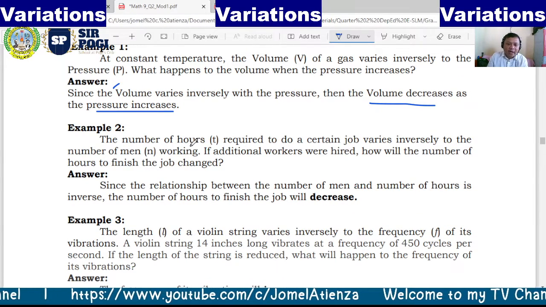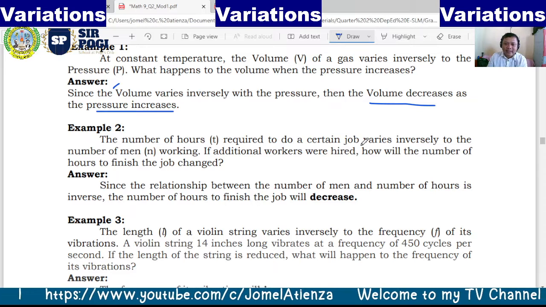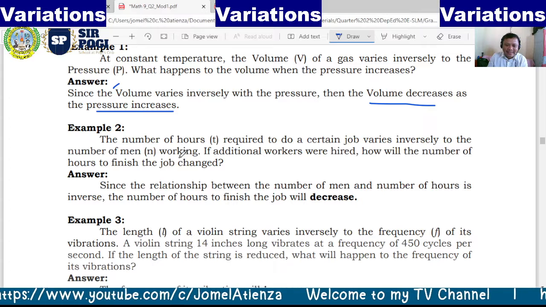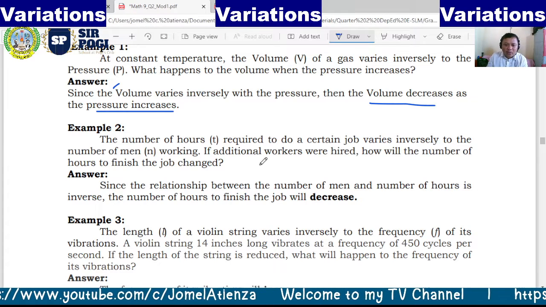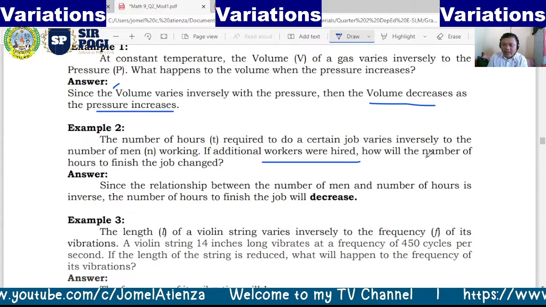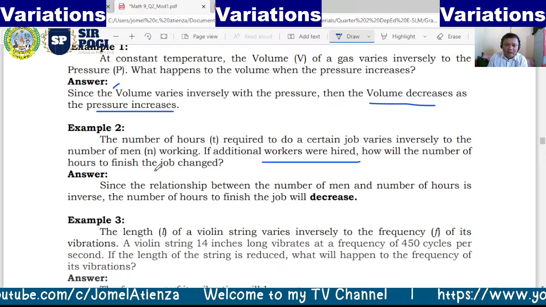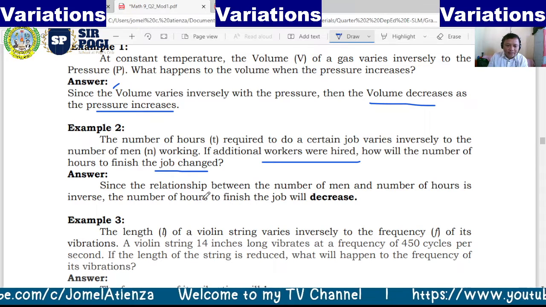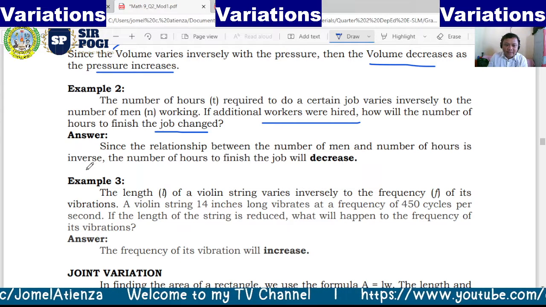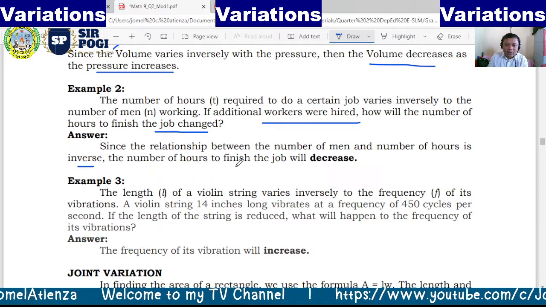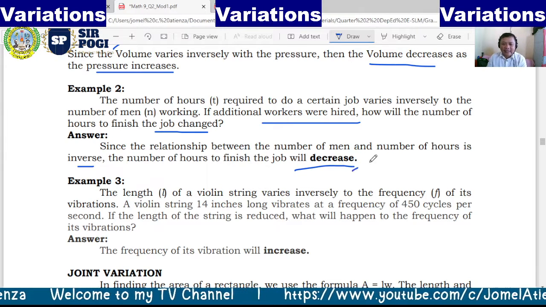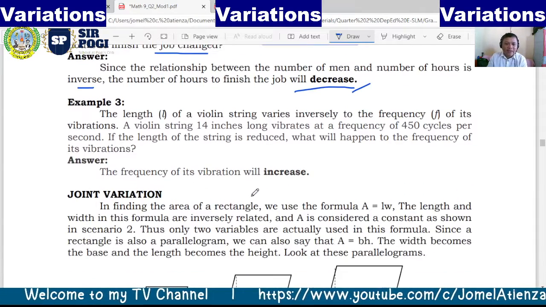Example number 2. The number of hours T required to do a certain job varies inversely to the number of men working. If additional workers were hired, how will the number of hours to finish the job change? Of course, the relationship between the number of men and the number of hours is inverse, so the number of hours to finish the job will be decreasing.